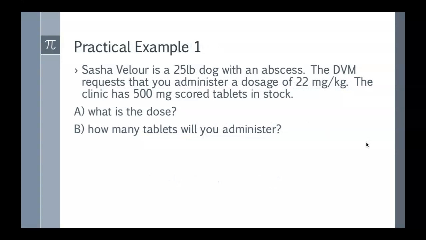So practical example number 1. Sasha Velour is a 25-pound dog with an abscess. The vet requests that you administer a dosage of 22 mg per kg. The clinic has 500 milligram scored tablets in stock. What is the dose and how many tablets will you administer?